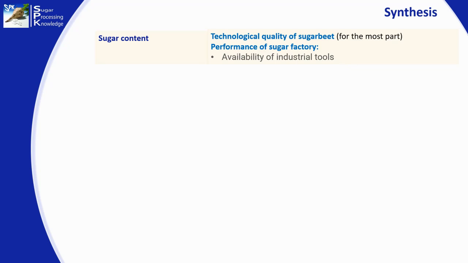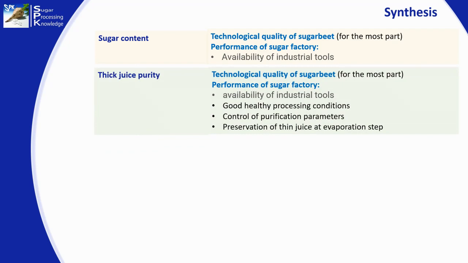The second parameter is the thick juice purity, which is also largely affected by the technological quality of the sugar beet and then by the performance of the sugar factory. Here again, the availability of industrial tools is essential, as well as good sanitary processing conditions to avoid microbial sugar losses, control of the parameters of the purification step to maximize the thin juice purity, and finally the preservation of the thin juice at evaporation to avoid the fall of the purity.